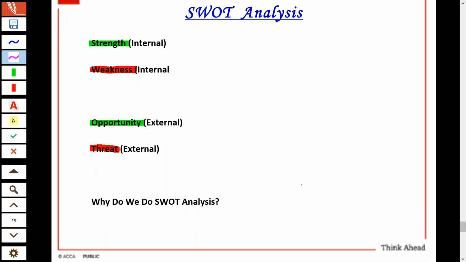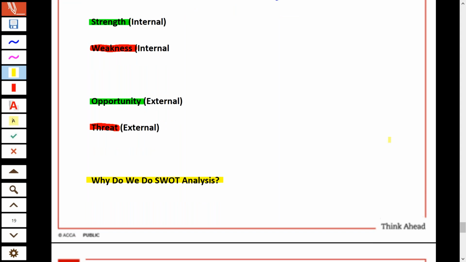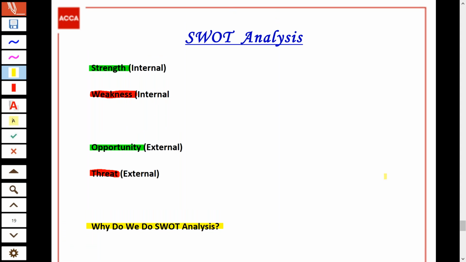All right. So now the next question is, all organizations conduct a SWOT analysis pretty much regularly, once a year, twice a year. Whenever we are making strategies, we first do a SWOT analysis. So the question is, why do we do a SWOT analysis? Why do we need to know our strengths? Why do we need to know our weaknesses? And why do we need to know our opportunities and threats? What do we do with this analysis?